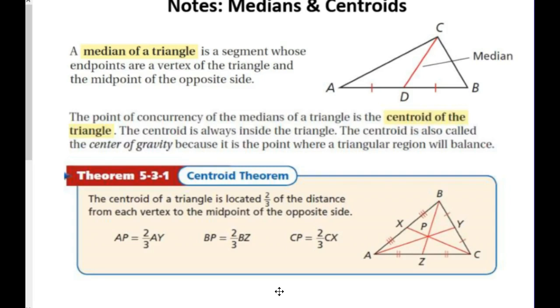So how do you make a median? If we read this, it is a segment whose endpoints are a vertex, which is one of those corners, and the midpoint. So how do I make a median? From vertex to midpoint. Does everyone see it over here on this picture? From C to letter D, that's a median, because it goes from a corner to a midpoint. And do you see those tick marks? That lets you know it's for sure a midpoint, because it cuts it equally in half. So, medians: vertex, midpoint.